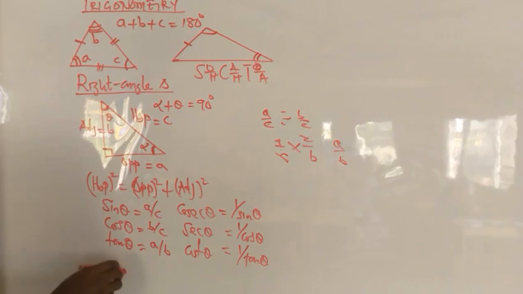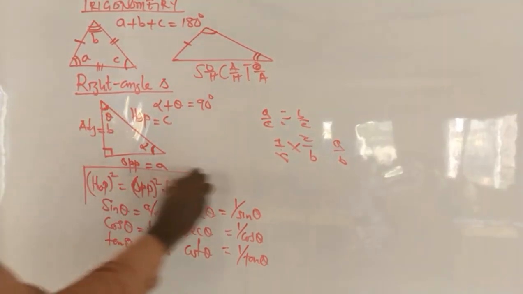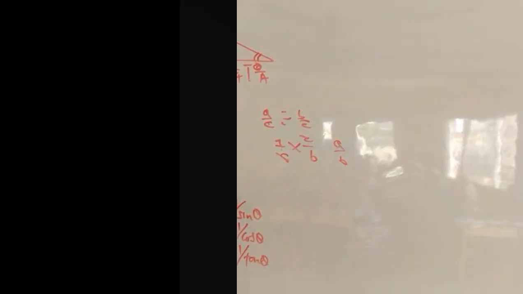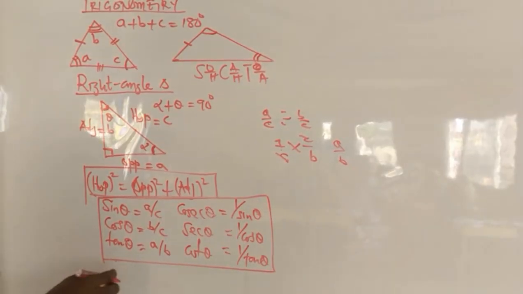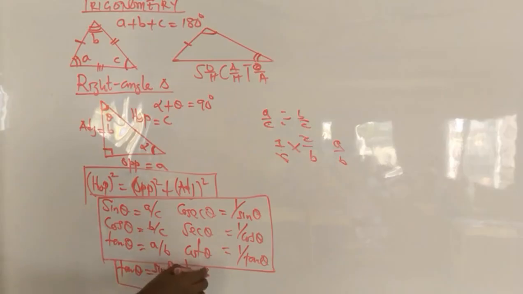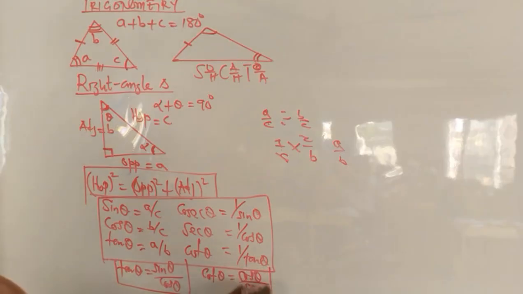So from here it means tan theta equals sine theta over cos theta. This is Pythagoras theorem. These are the 6 trig ratios. Then the relationship between sine and cos is that tan theta equals sine theta over cos theta. You should know this too. Since cot is 1 over tan, cot theta will be cos theta over sine theta. You have to first know this.